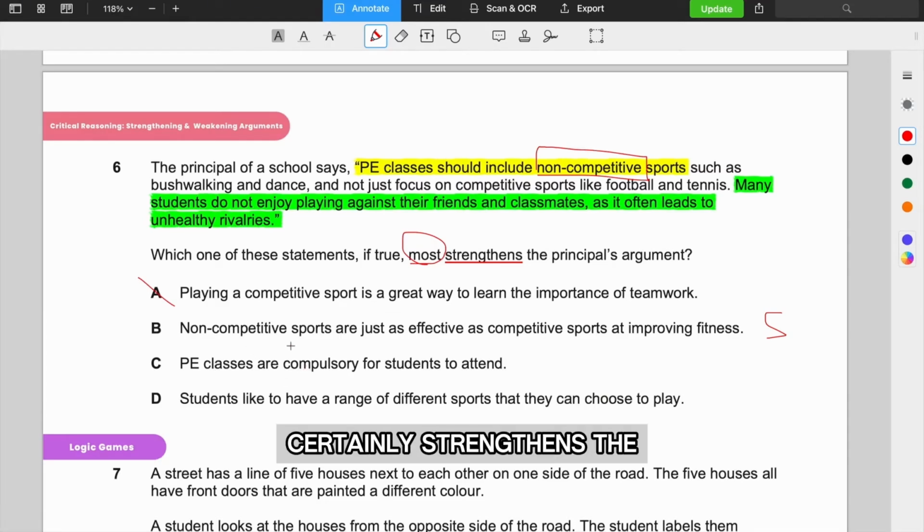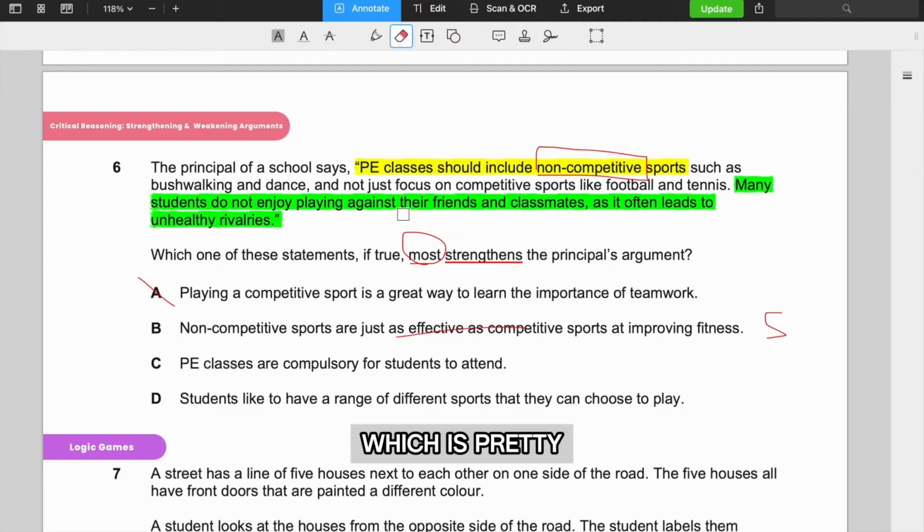Now, option B certainly strengthens the principal's main argument, that kids should also have the opportunity to participate in non-competitive sports, right? We shouldn't just force them into these competitions that can do more harm than good, such as generating unhealthy rivalries. And B points out that it's just as effective at improving fitness, which is pretty much the ultimate goal of sports. So why put kids under the unwarranted pressure or the undue harm of unhealthy rivalries, right? So B is very good at strengthening the argument.